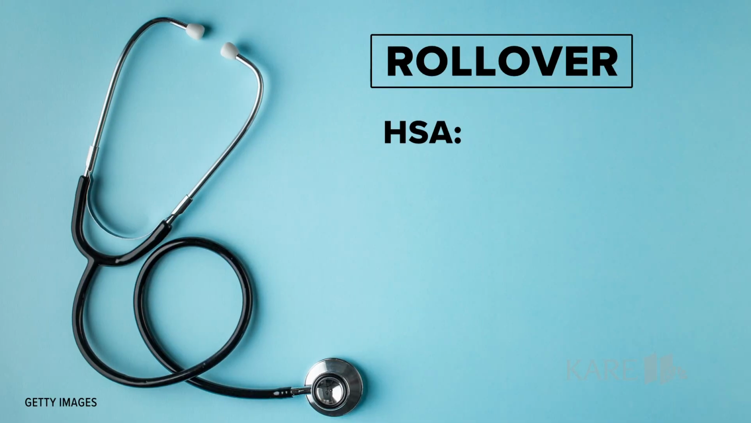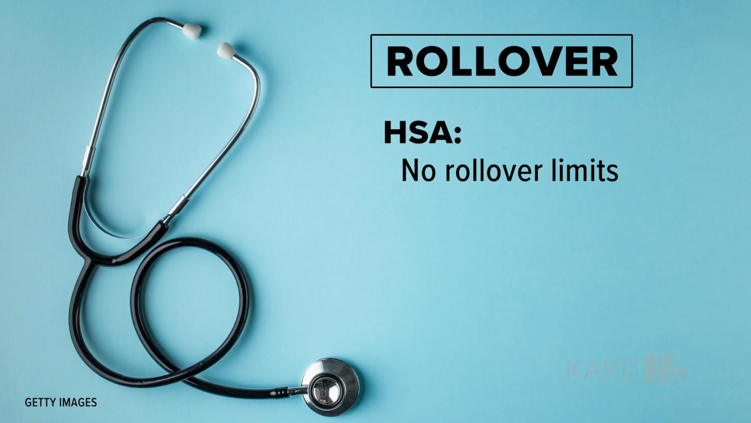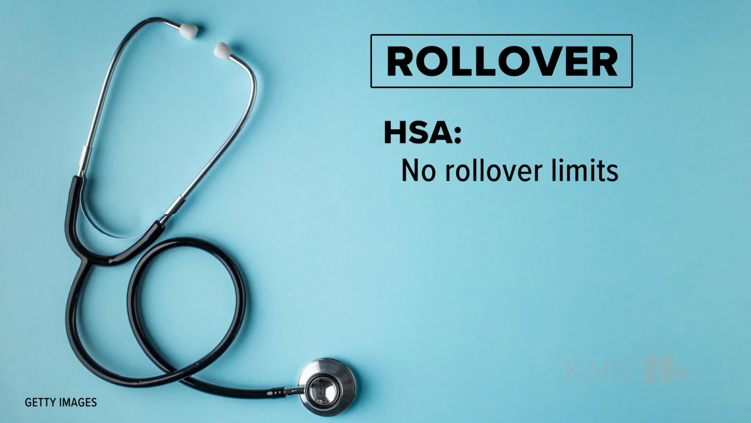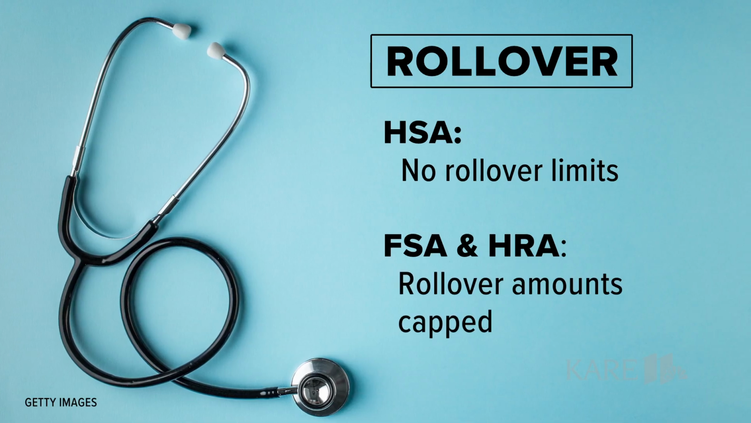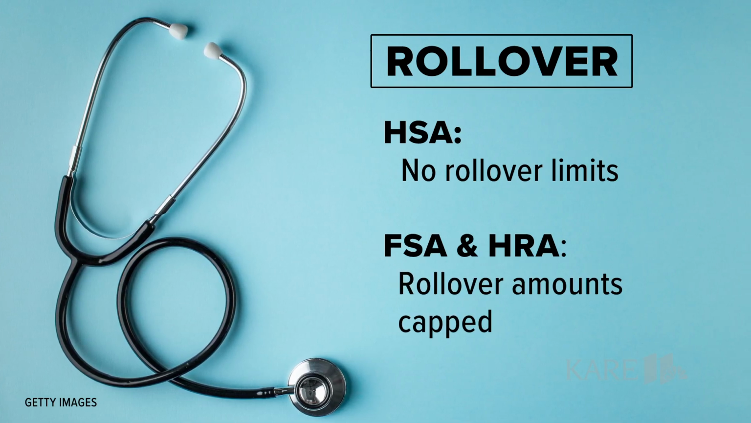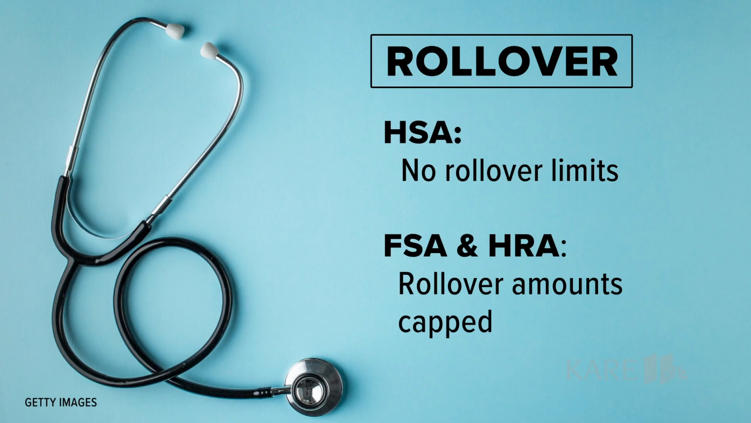One big difference is rollover. So for a health savings account, you can roll over any amount that you have in it throughout time. That's your account. Whereas with an FSA and an HRA, usually they're capped. The caps are varied, but typically for an FSA, as an example, you cannot roll over more than $500. So it's kind of a use it or lose it with an FSA or HRA. You don't want to overfund them because if you do, you might lose that money.